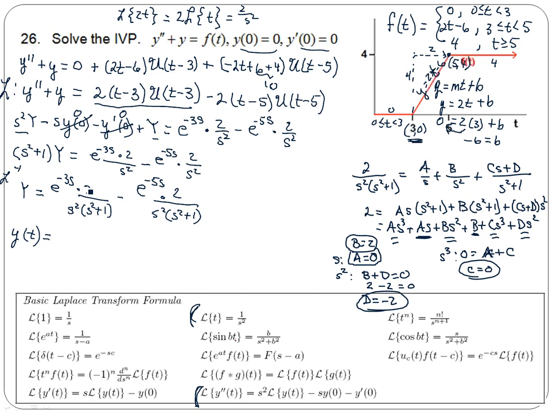Okay, so if I take just this part and write it in partial fraction decomposition, I have it up here. a is 0, so this term drops out. b is 2, it becomes a 2. c is 0, this part drops out. And d is negative 2. I'm going to get inverse Laplace of e to the negative 3s times 2 over s squared minus 2 over s squared plus 1. Then I get minus e to the negative 5s multiplied by this same difference in fractions. 2 over s squared minus 2 over s squared plus 1.